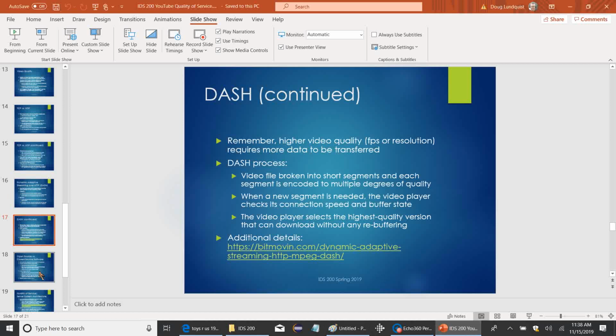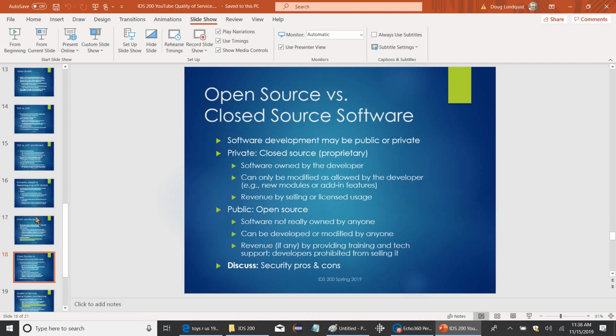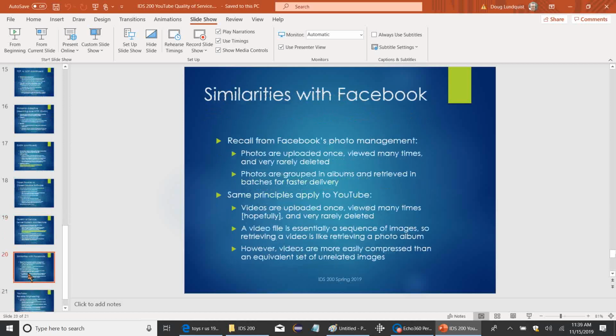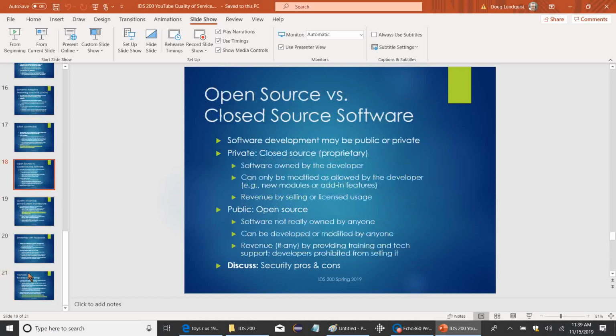Okay, just a few more slides. So that's it, right? That's it for the techie stuff. We'll talk open source, closed source, some stuff, and a little bit of other things. So kind of a catch-all here at the end.